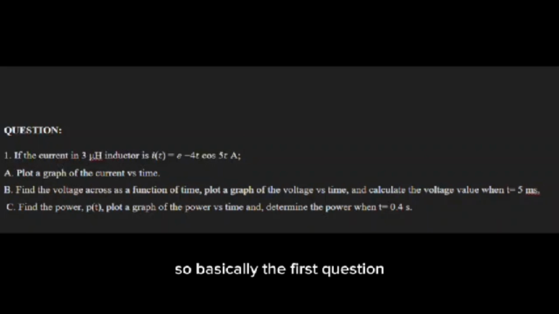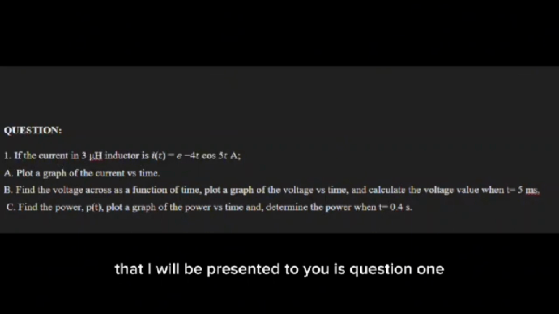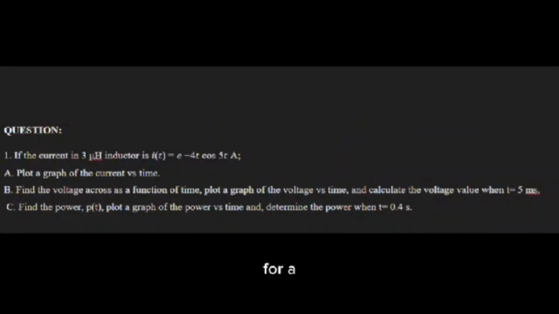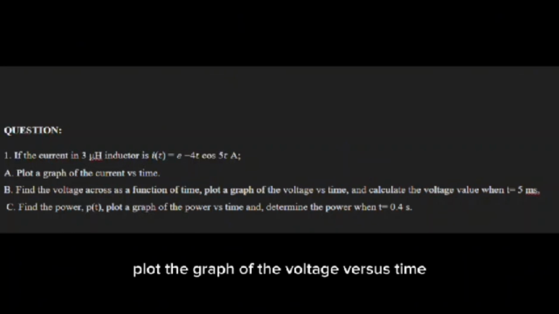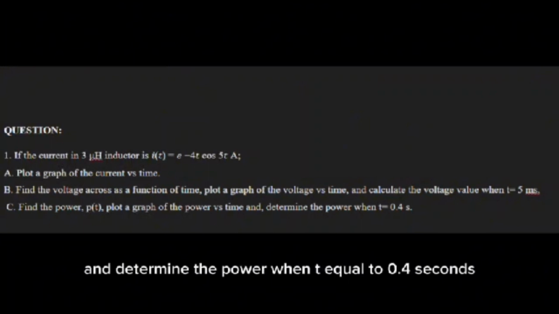So basically the first question that I will be presenting to you is question 1. Question 1 consists of 3 parts. We need to plot a graph of the current versus time. For part B, we need to find the voltage across the inductor as a function of time, plot the graph of the voltage versus time, and calculate the voltage value. Finally, for part C, we need to find the power, P(t), plot the graph of the power versus time, and determine the power when t equals 0.4 seconds.